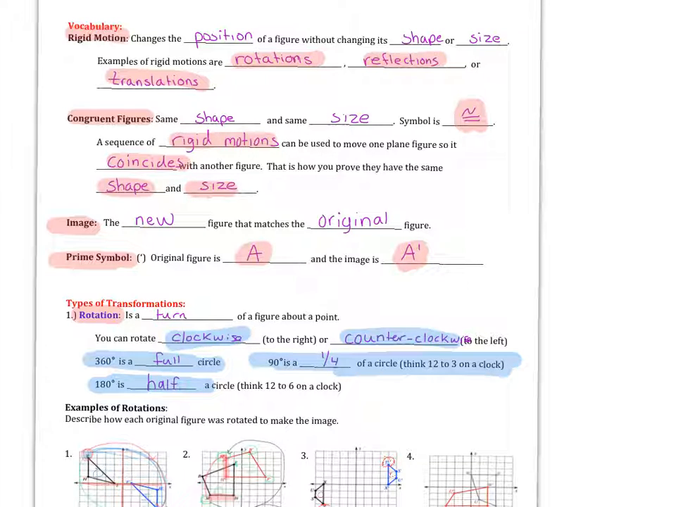So the image is here in red because of the prime marks, and the original is in gray. So we took the gray shape and we rotated it, and we got the red shape. So if you want to pick out a letter that kind of sticks out, that's not in a lot of the clutter, I would say G and G prime. So figure out how G was rotated to get G prime and then come up with the direction.